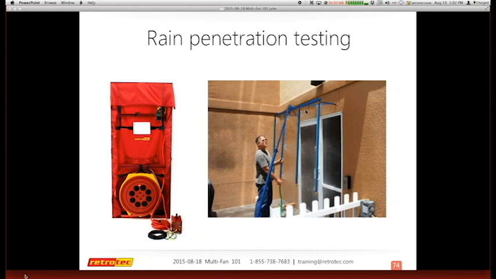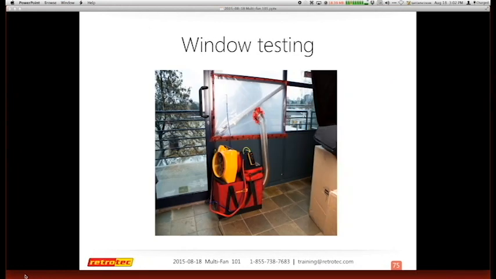Typically, these tests will be done at 150 or 300 pascals, negatively pressurize the apartment, the office, the unit, whatever, and then when the rain grid is squirting on the windows, you go inside and see where the rain penetration was. And the slide that I created, I put the standard number, I think it's 1107 or whatever.